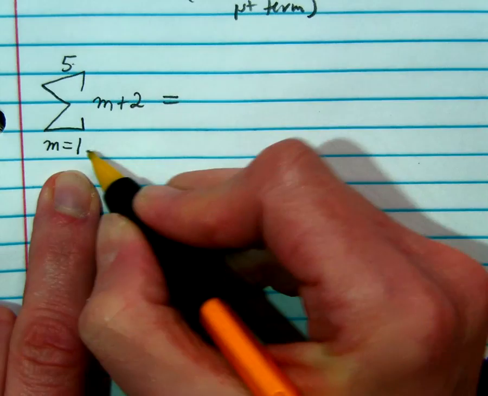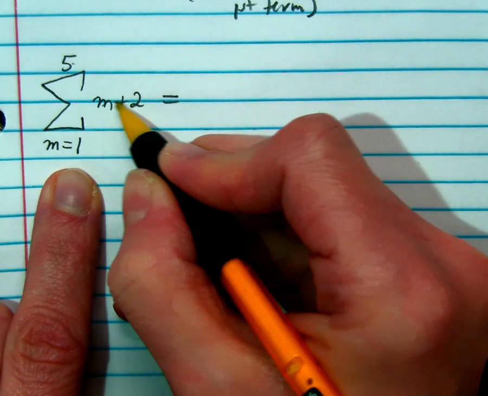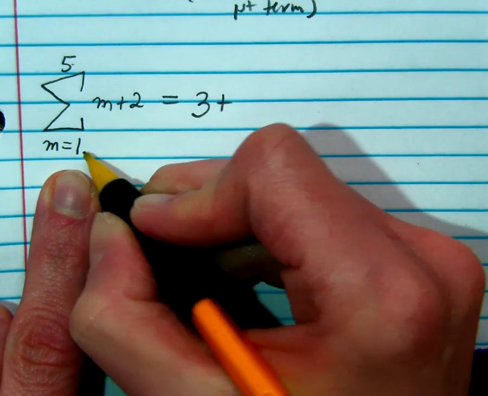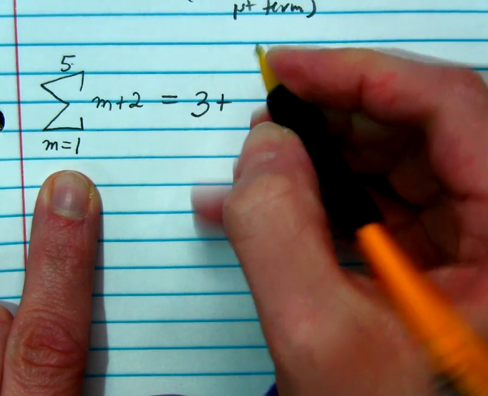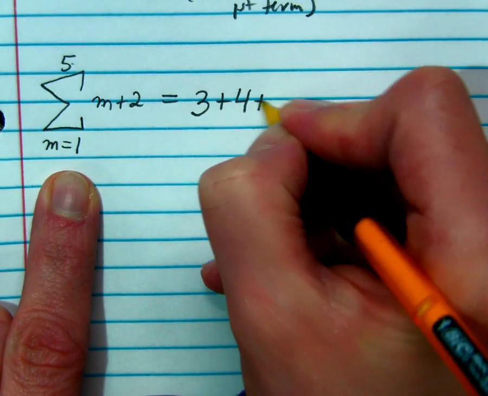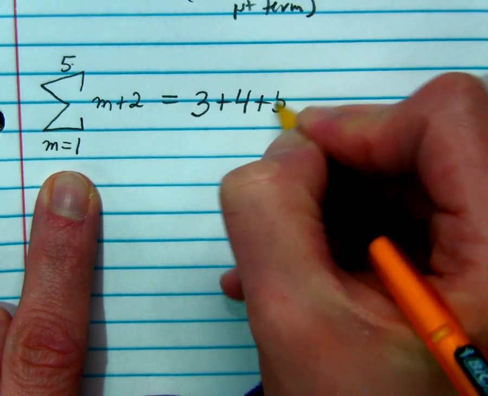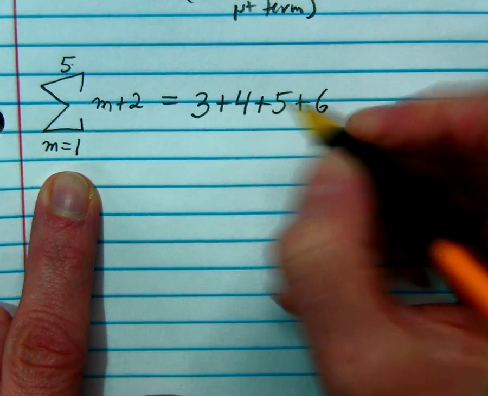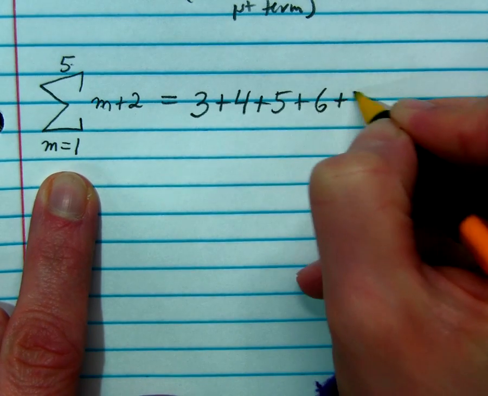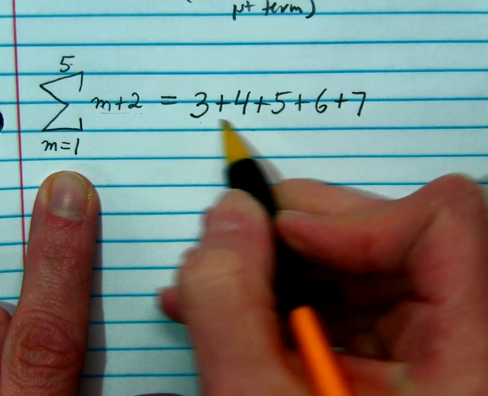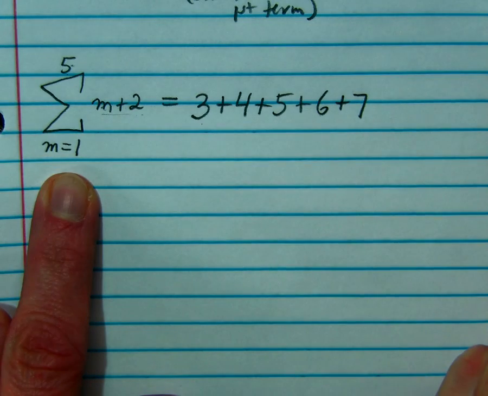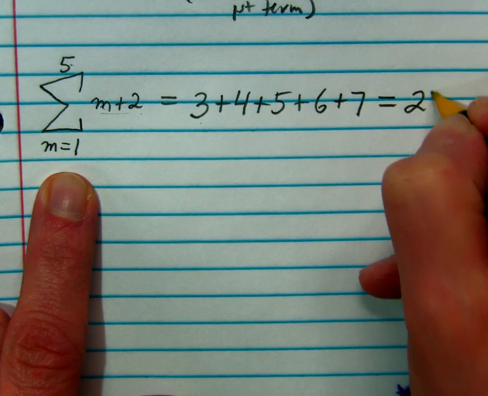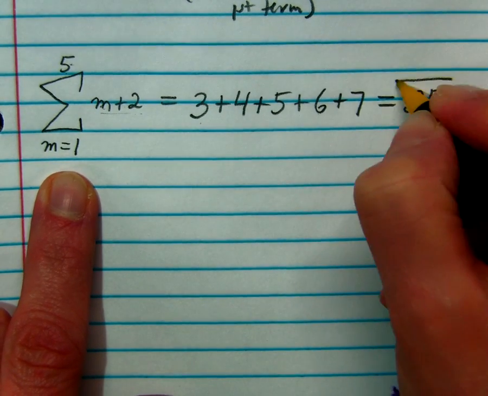So for my first term, I'm going to take 1 and put it in here. 1 plus 2 is 3. Then I'm going to put 2 in. 2 plus 2 is 4. And then 3 plus 2 is 5. And then 4 plus 2 is 6. And then 5 plus 2 is 7. So I'm using this formula to get these terms. And then I just add them up. If you use a calculator, add them up or add them in your head, whichever you prefer.